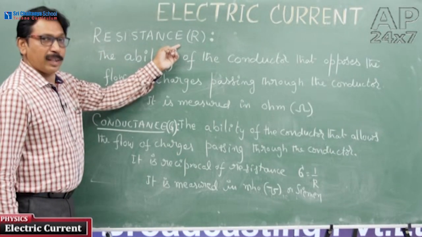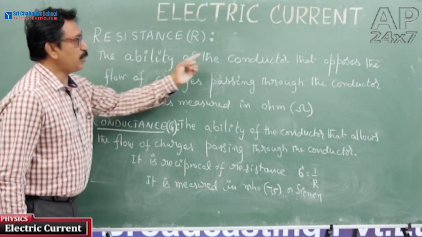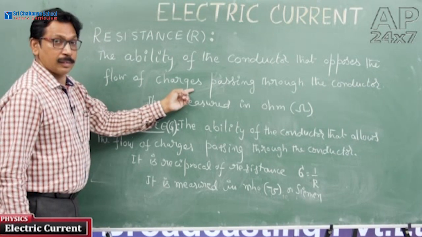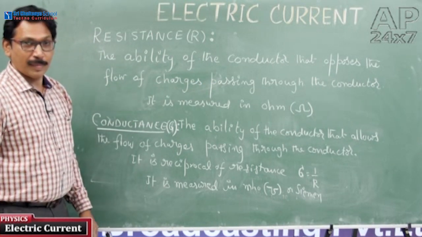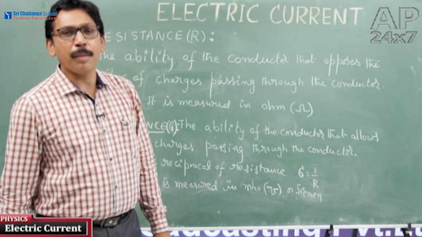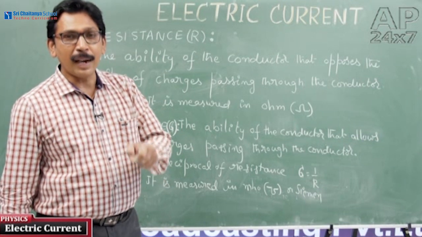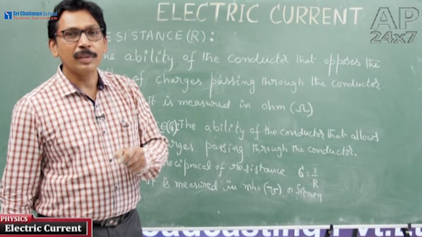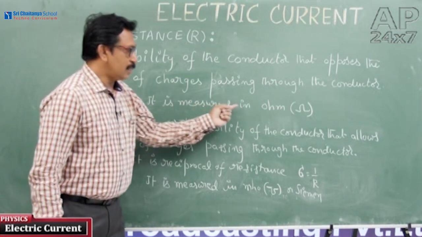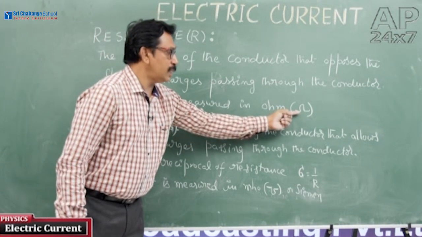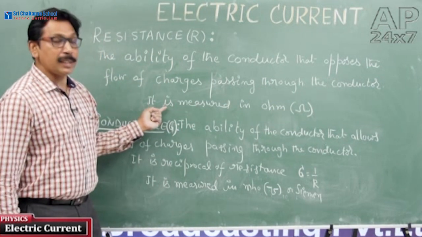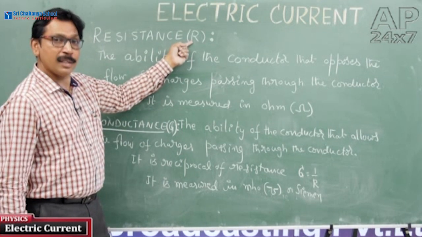What is the meaning of resistance of the conductor? The resistance of a conductor is the ability of the conductor that opposes the flow of charges passing through the conductor. It is measured in ohms. This is the symbol of resistance. It is always represented by a capital letter R.